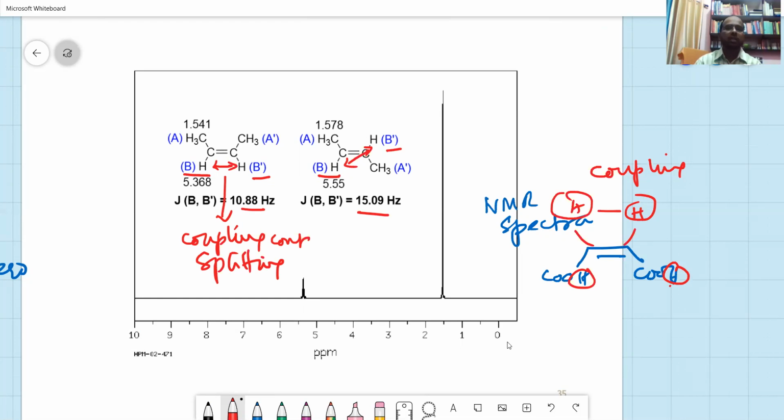So this is an instrumental method for determining the geometrical isomer. So I'll stop here, and I hope you have understood the geometrical isomer. Some examples. Again, we can work out a few examples in our next session.